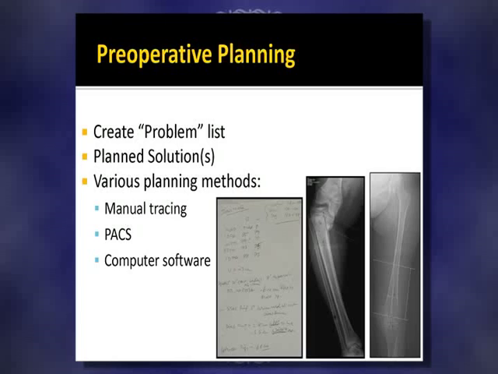See whether they have just a deformity, whether they have a leg length problem, is there growth remaining, et cetera. And there's many different ways to plan osteotomies. You can do it on a sheet of paper. You can do it on the X-ray. You can do it on PACS. You can do it with any software. But the principles really don't change.